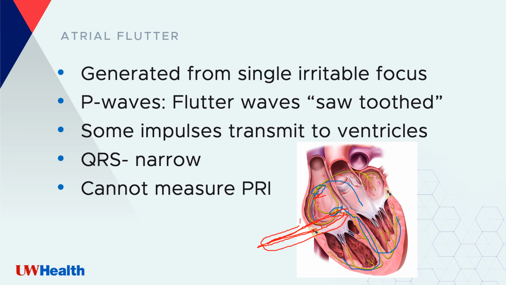When you're thinking about how you're going to do some of the measurements, oftentimes you are going to see a narrow QRS. We're not going to be able to measure a PR interval just because there are too many P waves, and we can't figure out which one we need to choose. So we do not do a PR interval. And then the P waves are going to present as flutter waves, also known as sawtooth. This is probably the most common term that you're going to hear.